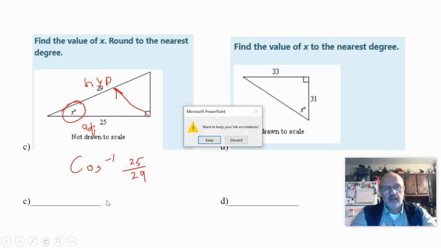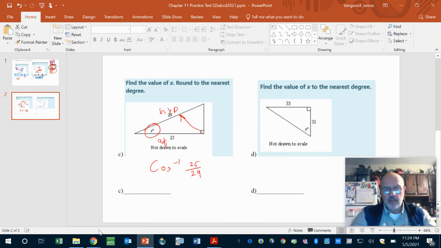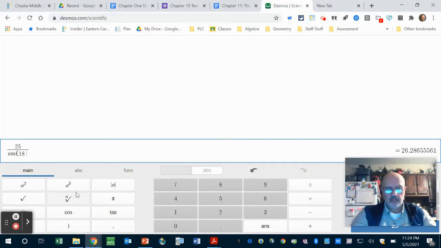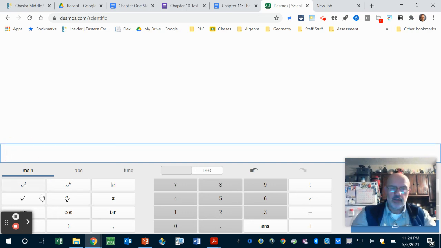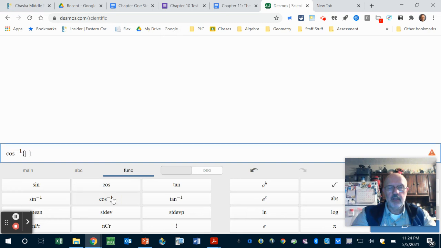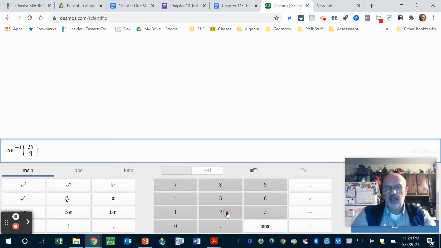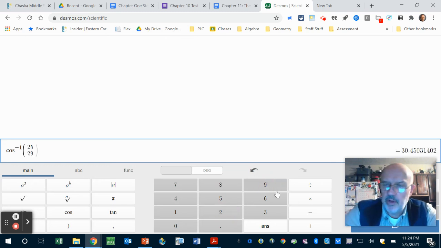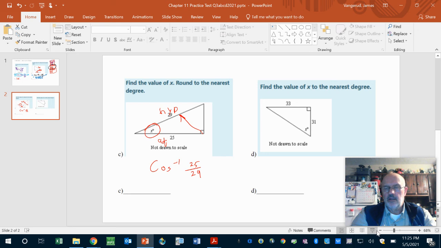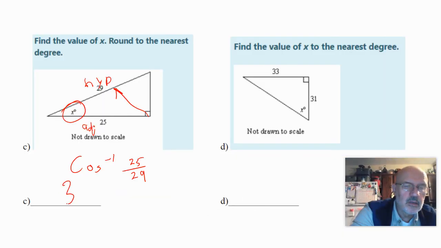Okay, so let's go back to the calculator, see what it looks like. If you're using the Desmos calculator, you'll notice that we don't have the inverse ones on here, so you have to go to this function button here. And we said cosine, didn't we? So we pick that. You have to go back to the main menu to get the numbers back. And it's 25 divided by 29. And that tells us it's 30.45. Okay, so we are instructed to round to the nearest whole degree. So we would leave it at 30 because it's 30.4. If it was 30.5 or higher, we would do 31 degrees. So going back to our presentation here, it is 30 degrees.